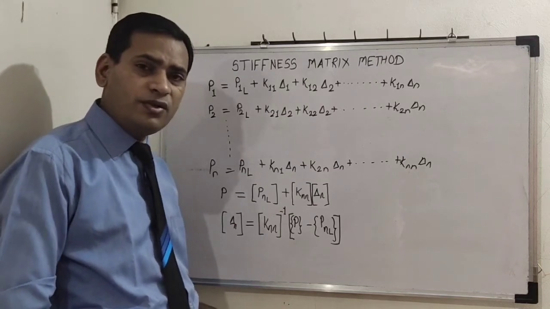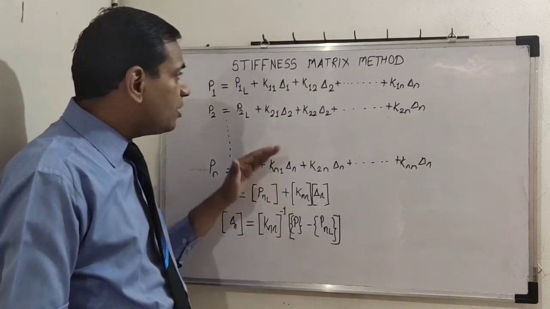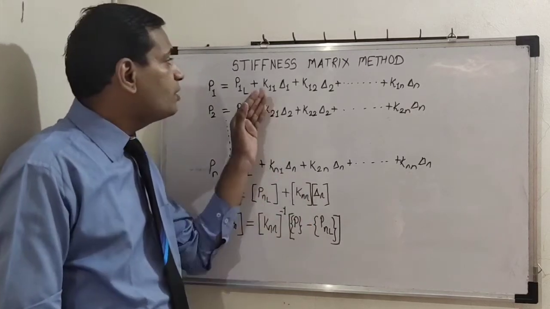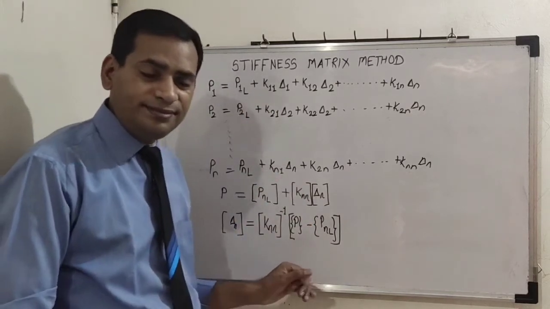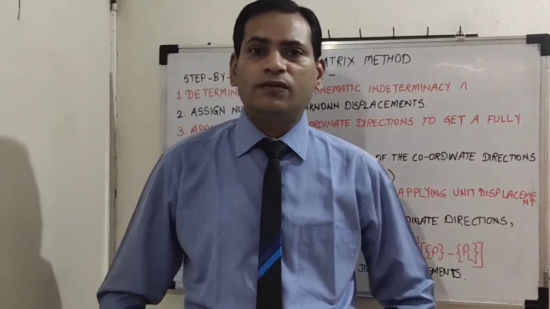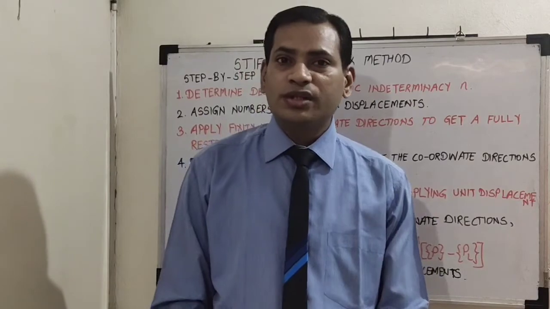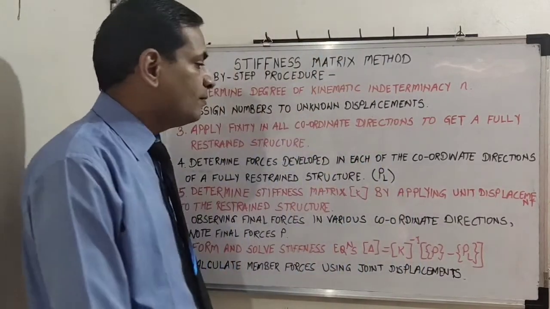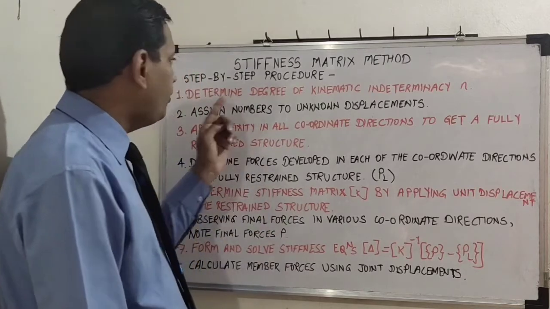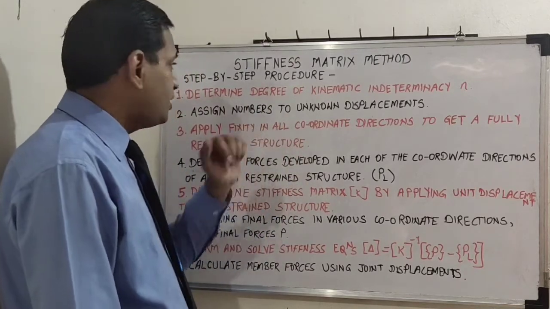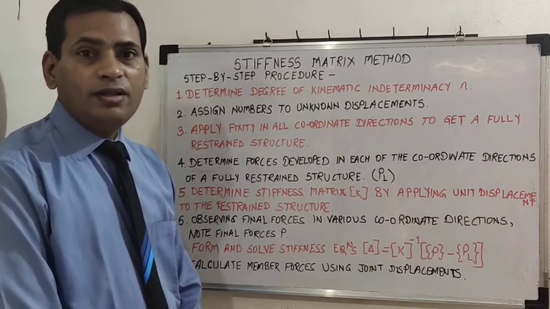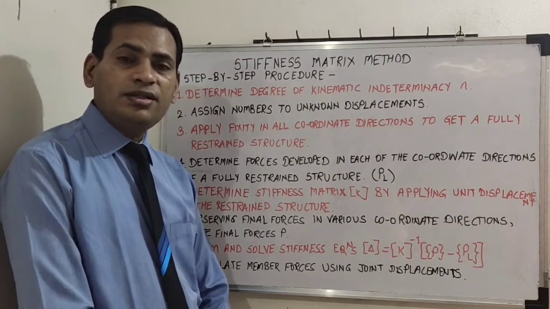Okay, so now we shall start with the generalized step by step procedure for the stiffness matrix method. Let us see the step by step procedure to solve a problem using the stiffness matrix method. I have listed down all the steps one by one and I will explain them one by one. Our very first step will be to find out the number of unknowns in the structure.